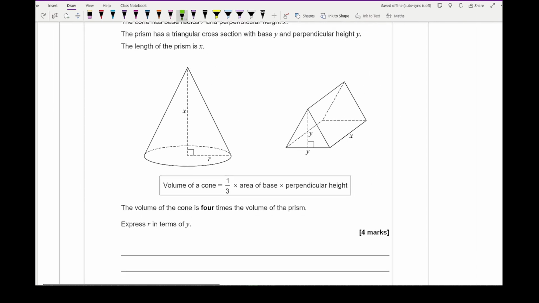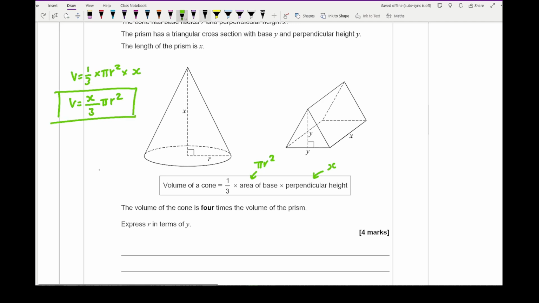So what we need to do first is work out the volume of each of the shapes. So working out the volume of the cone, what I'm substituting, the area of the base, well, that's going to be pi r squared, and the perpendicular height is x. So substituting those in, I get a third multiplied by pi r squared multiplied by x. Now if I simplify all of that, what do I end up with? Well, I end up with V equals x over 3 pi r squared. I'm just going to put a little box around that.